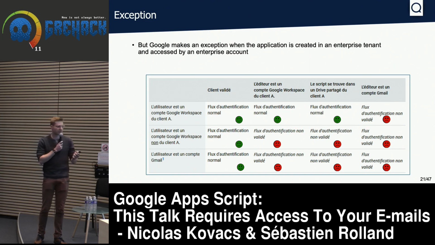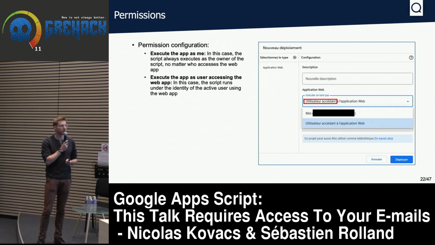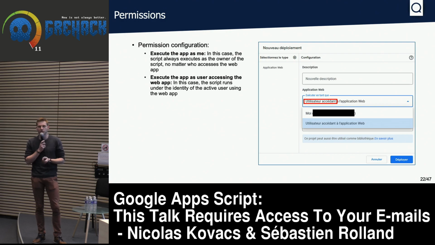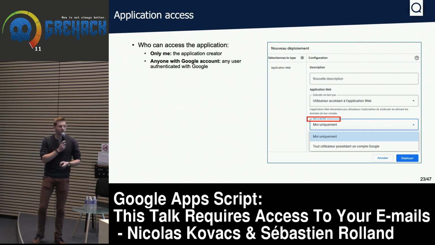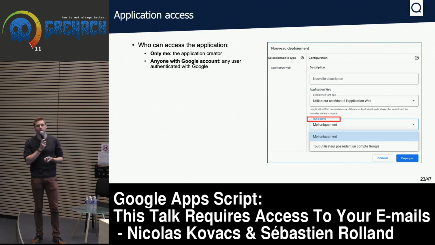So this is interesting, mainly when you know that when you publish your application, you can specify as who the application is going to execute, meaning whose workspace will be used. So in this example, you can select either that the application is running as the owner, you, or any user that accesses the application. After that, you can select who can access the application, so either you, any user that has a Google account, or anyone.